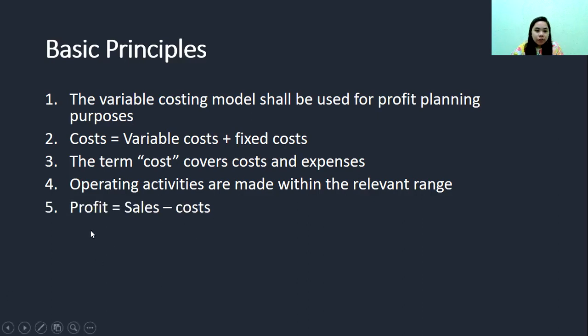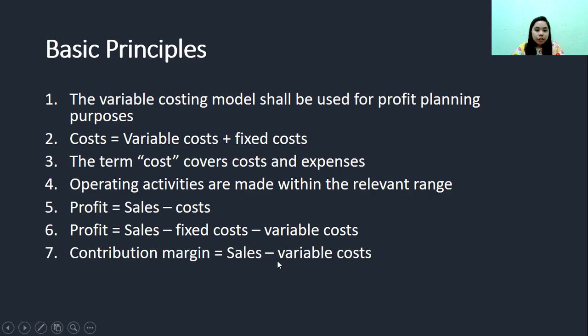Next is profit is equal to sales less cost. Then profit is equal to sales less fixed cost less variable cost, since cost encompasses fixed cost and variable cost. Then contribution margin is sales less variable cost. So that is your contribution margin. Then profit is equal to contribution margin less fixed cost.